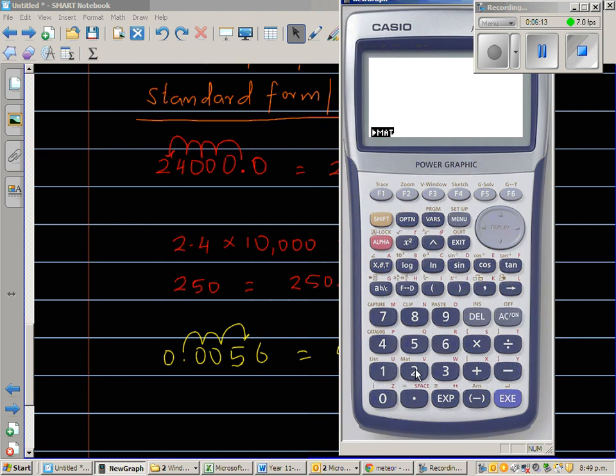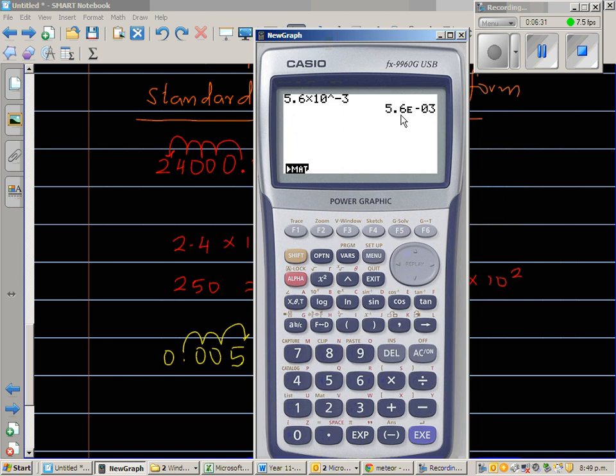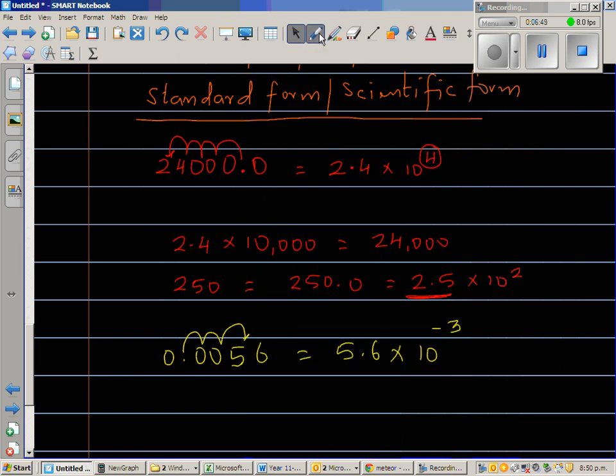If you go 5.6 times 10 raised to negative 3, the calculator shows 5.6 e negative 3. If I put 0.0056, the calculator is telling you 5.6 times 10, and this stands for 10 to the power negative 3. Let me take one more example.